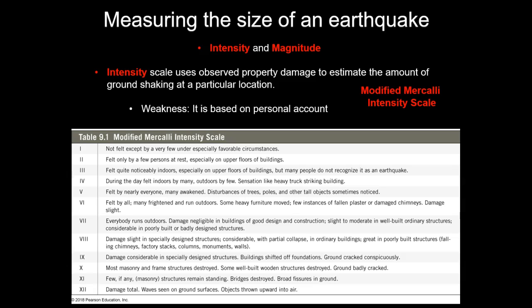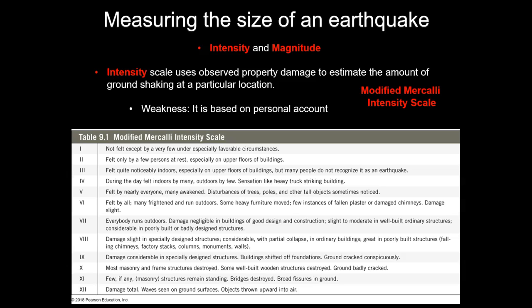So in 1902, Giuseppe Mercalli developed a more reliable intensity scale, which is still used today in a modified form that uses California buildings overall as the standard. So this is called the modified Mercalli intensity scale. That is the one that is used today to check the intensity of earthquakes.